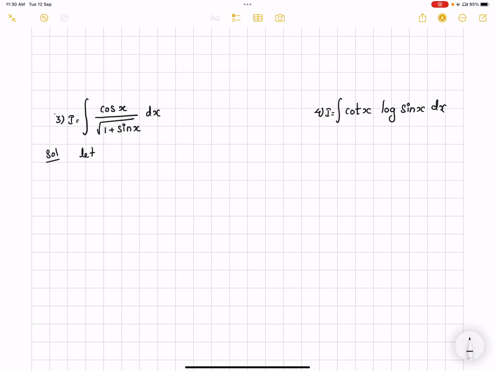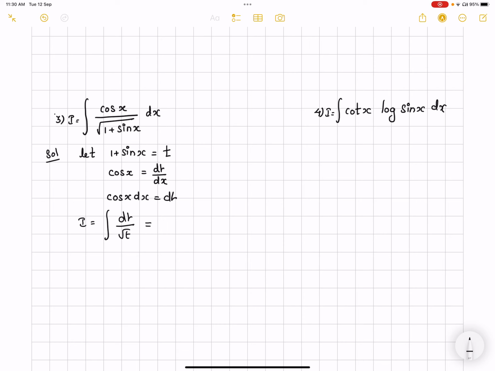Now let 1 plus sin x be equal to t. Then when I differentiate both sides with respect to x, what would I get? cos x is equal to dt by dx. Great. Now cos x dx is going to be equal to dt. Now let's change our I, which is in the x variable, to t. So cos x dx becomes dt, divided by root t.